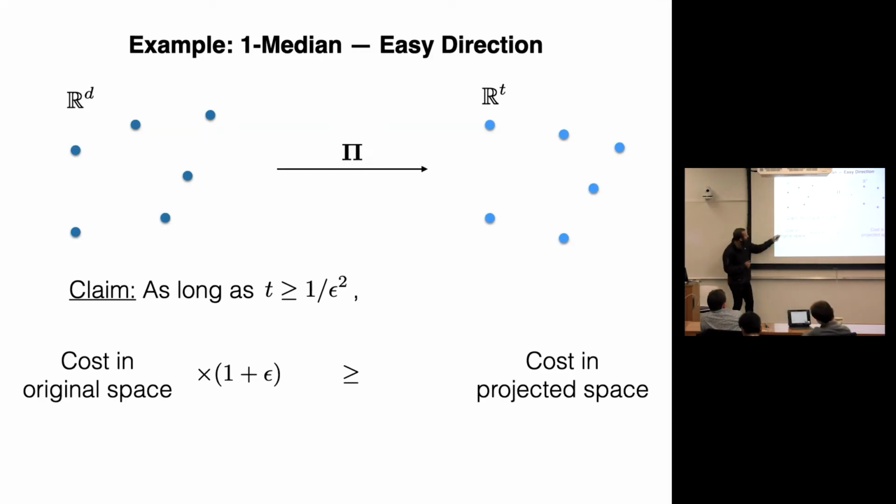Okay, so what are we going to do? How do you prove this inequality? Wait, one second. When you say cost, you mean the minimum objective value? Yes, the cost of the minimum objective value. That's right.